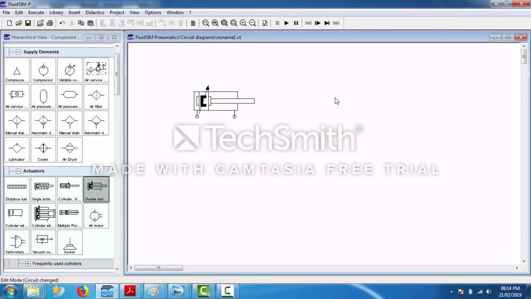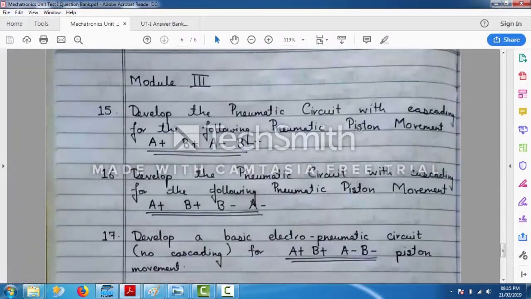Okay, so I'll delete cylinder B for now. This is cylinder A. Now A minus means that the cylinder is in the lowermost position, that is bottom dead center. A plus means the piston is in top dead center position. If you have a compressor over here and an exhaust over here, and if we simulate this, this is the A plus position and this is the A minus position. So this is A minus, this is A plus. Similarly, it will be for your B cylinder over here. That is what is meant by A plus B plus A minus B minus.